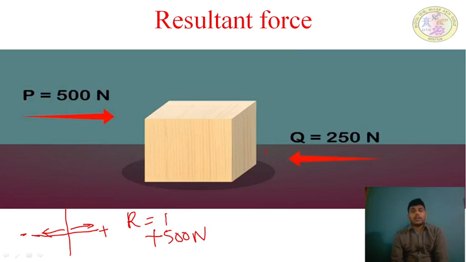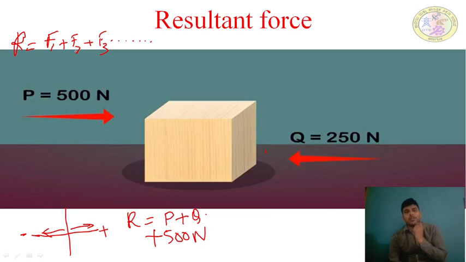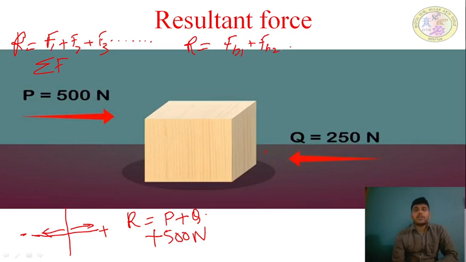Resultant force is equal to P plus Q actually, but in this case it will be the sum of all forces. We can write resultant is equal to the sum of F1 plus F2 plus F3. If there are many forces, more than one or two, then it should be a summation, the summation of all horizontal forces. It can also be written like this: resultant is equal to F horizontal 1 plus F horizontal 2. Here all are horizontal forces.